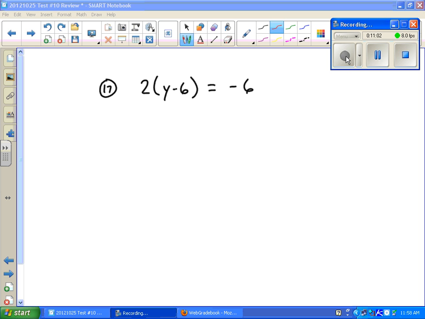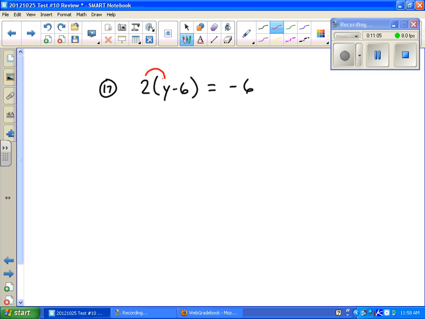Number 17 says 2 times y minus 6 equals negative 6. You need to multiply 2 times y and get 2y, and 2 times negative 6 and get negative 12 equals negative 6. Again, please excuse my dear Aunt Sally. Always work your inverse operations backwards. Any addition and subtraction first.